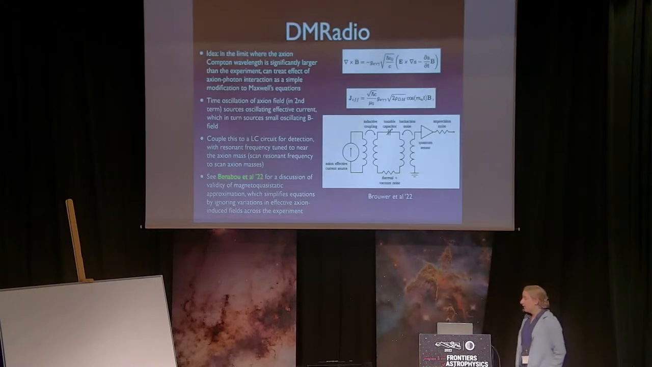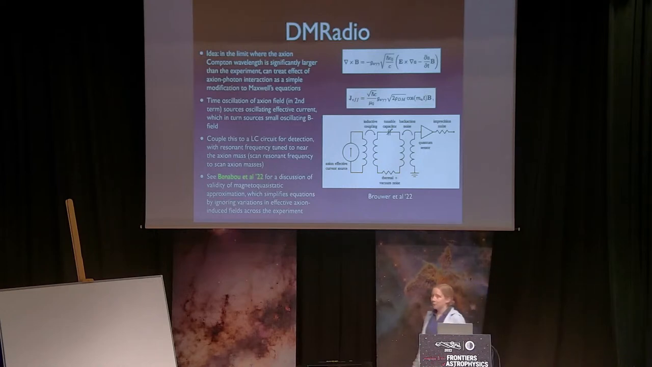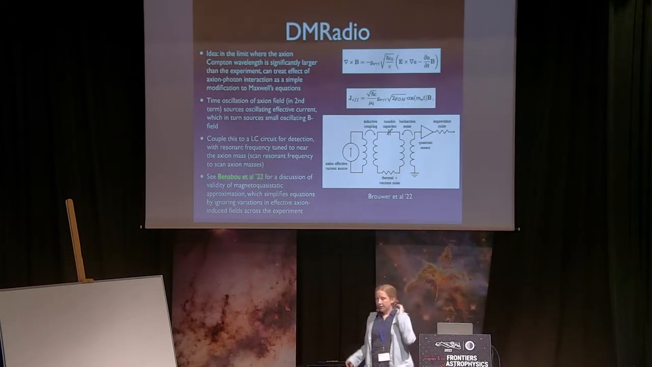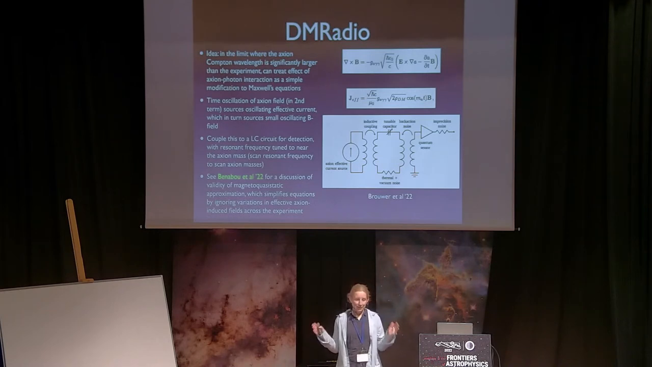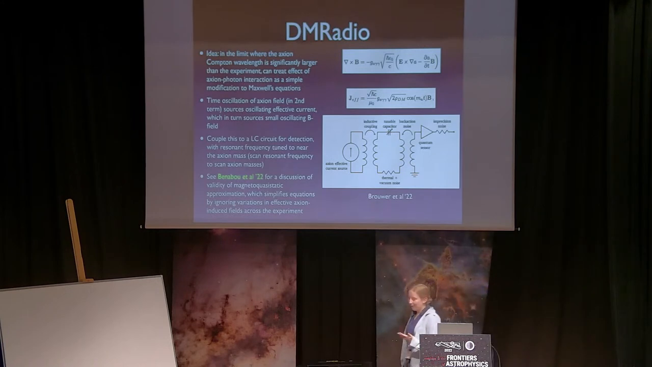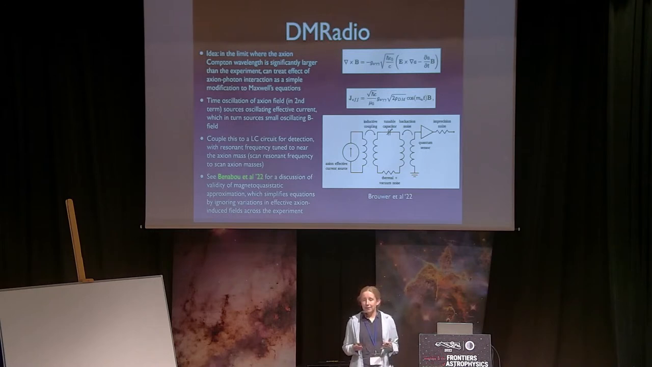Another experiment, DM Radio, which is the other flagship experiment suggested to probe the QCD axion by a recent Dark Matter New Initiatives program in the US, says: all right, if we're really talking about ultralight axions, then their wavelength is much larger than the size of the experiments that we could potentially build. If that's true, we can treat the axion field as basically constant over the size of our experiment, and we can write down its coupling to the photon, and we can see that this approximately uniform axion field basically acts like an extra source term in Maxwell's equations.